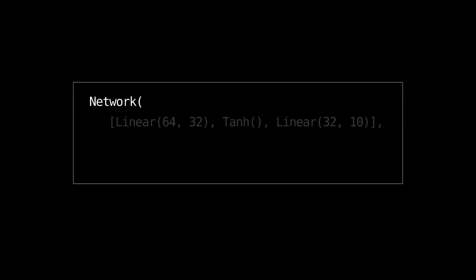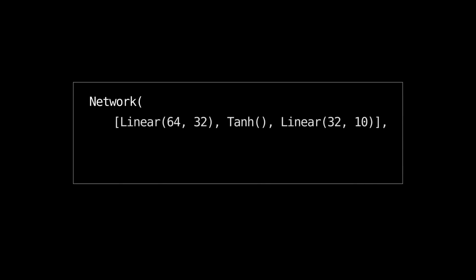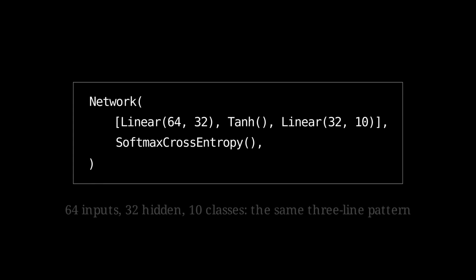Does this only work on a toy like exclusive OR? Or does the same code scale up? The same code, unchanged. Here is the digits model from the examples. 64 pixel inputs, 32 hidden units with a hyperbolic tangent, 10 class outputs, and a softmax cross-entropy head. It is the same 3-line pattern you just saw, only wider. A linear layer, a nonlinearity, a linear layer, a loss. Trained on the real 8 by 8 handwritten digits, that same little stack learns to tell them apart.